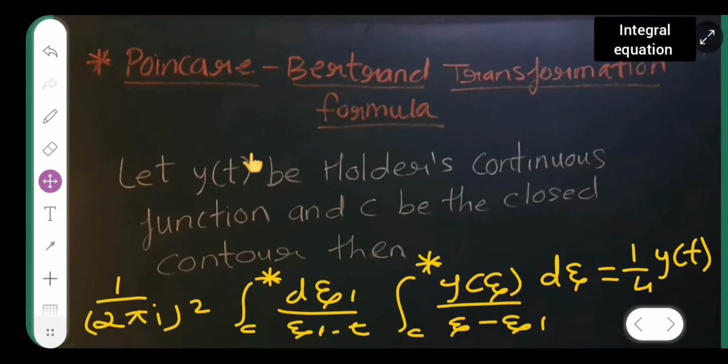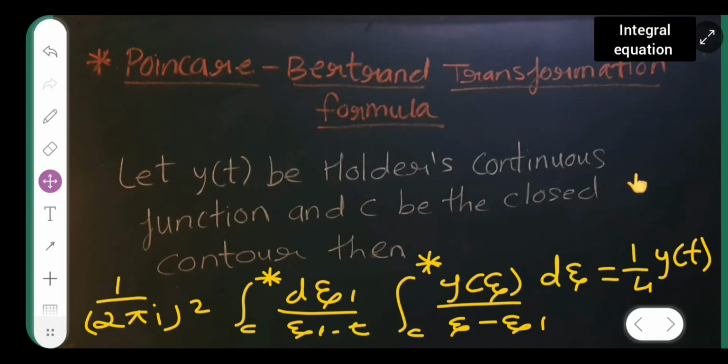In the exam, they can ask you all to state and prove the Poincare-Bertrand transformation formula, okay? So if they ask you all to state and prove, then you all have to state: let y of t be a Holder's continuous function and c be a closed contour. Then this will happen, okay? This is the statement of the Poincare-Bertrand transformation formula, okay?